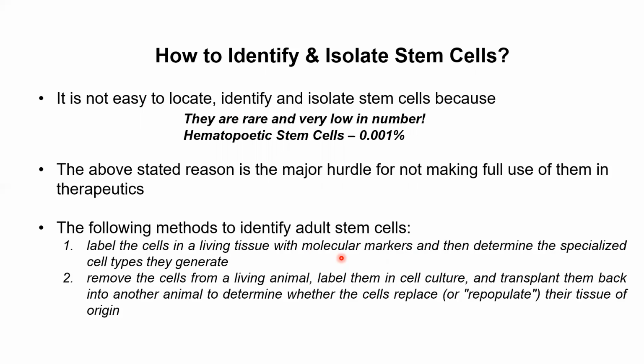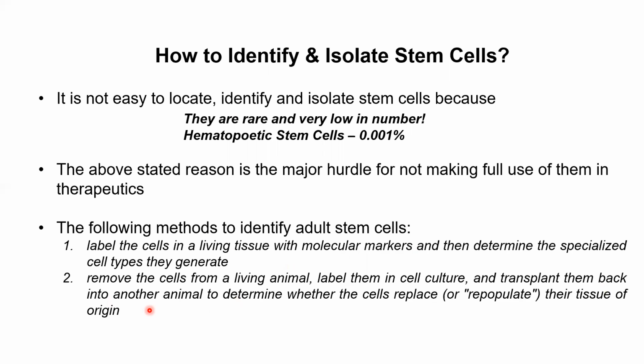You remove those particular cells from an animal, and then you label them in cell culture. But what happens next is you transplant them back into another animal to determine whether the cells repopulate their tissue of origin or not. If this is, say, blood cells, this second animal would have no capacity to make blood cells.